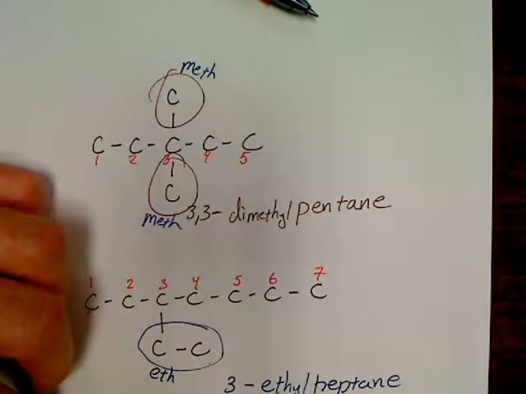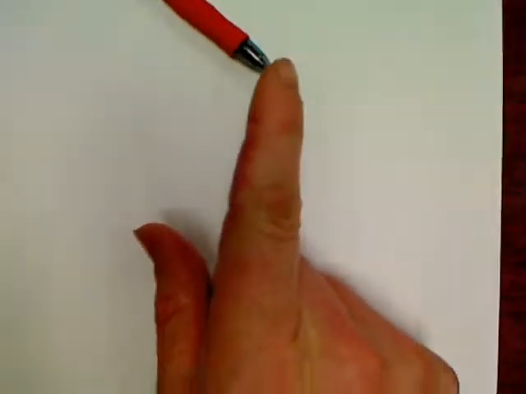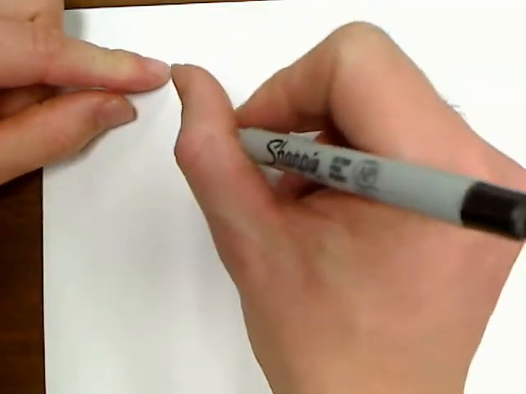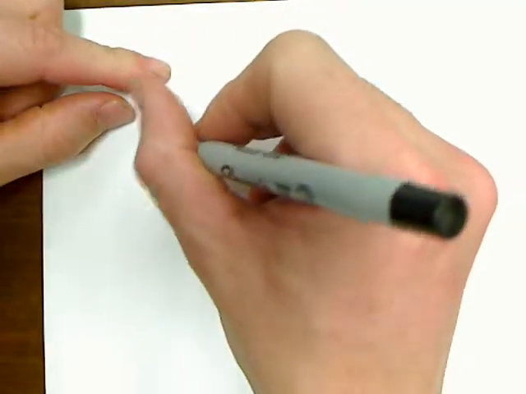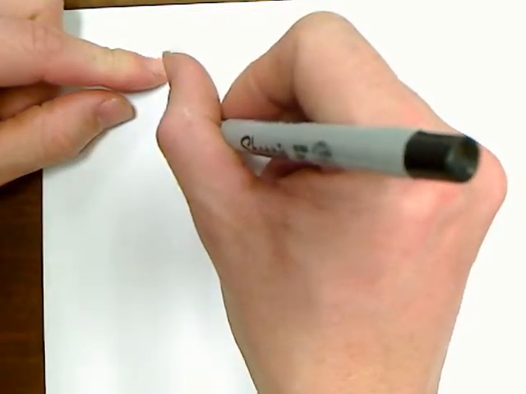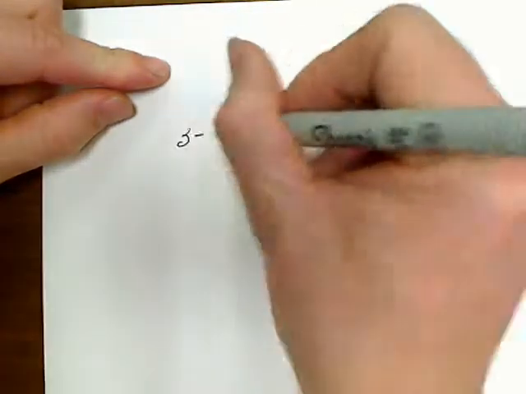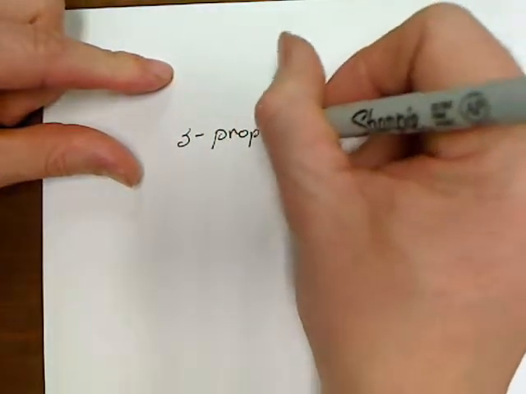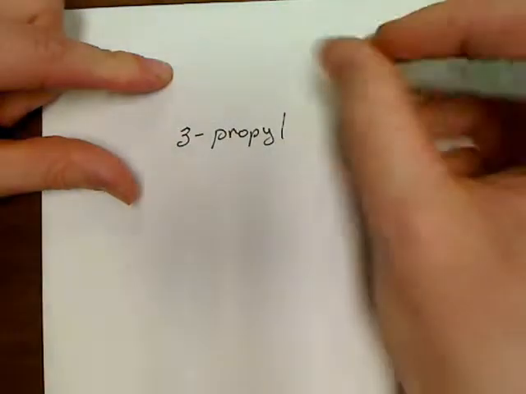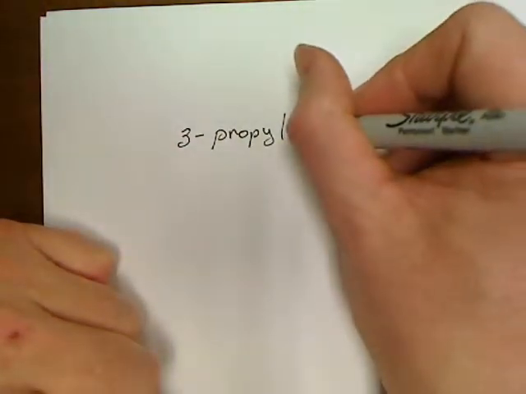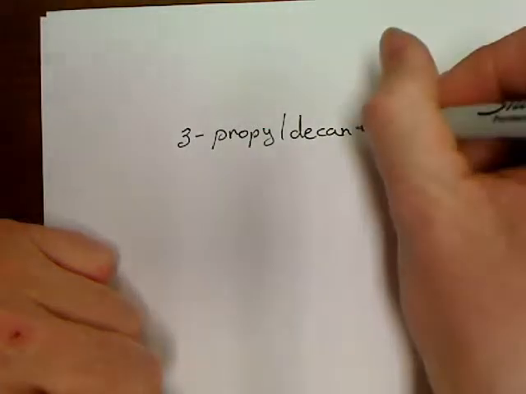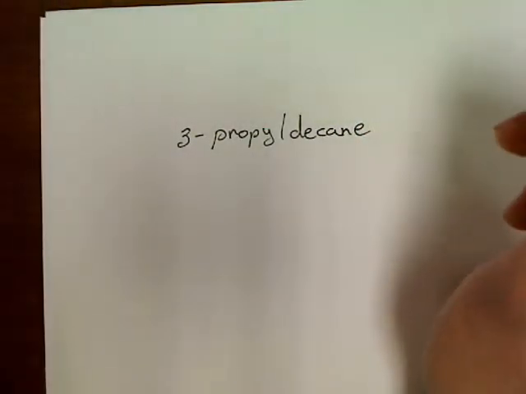Oh, I know what you kids are wanting. I can see it in your faces. I know I'm not there to look at you, but still, I know where you're going. You're sitting there thinking, all right, Mr. Cole, what if it gave us the name? So what if we were looking at one and it gave us like, I'm trying to think of something here. 3-propyl, oh, that's right, I just went there. 3-propyldecane, oh my goodness, this just went off the chart.